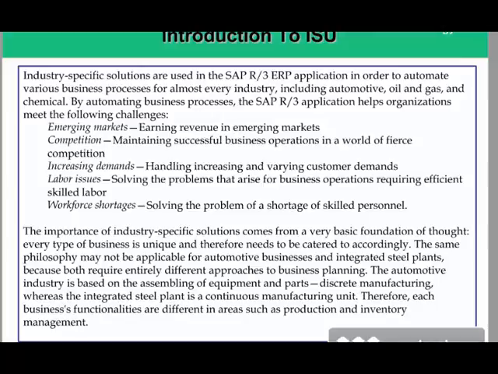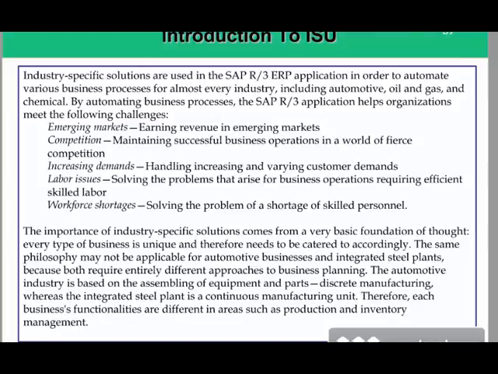So basically what we actually mean by that is the business processes involved in one industry may not be completely applicable to another industry. For example, the automotive industry and the steel manufacturing industry, the business processes in both industries are entirely different. The automotive industry is based on the concept of discrete manufacturing, whereas the integrated steel plant is basically a continuous manufacturing unit. So just to deal with the uniqueness of each industry, and to give a ready-made solution to it, SAP came up with industry specific solution.